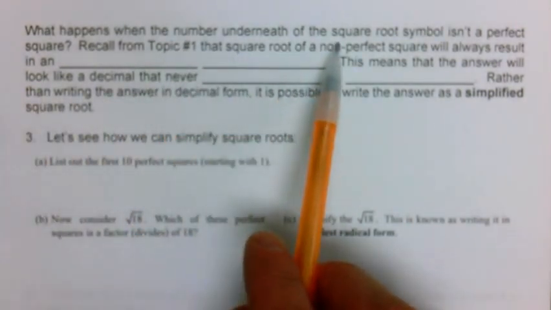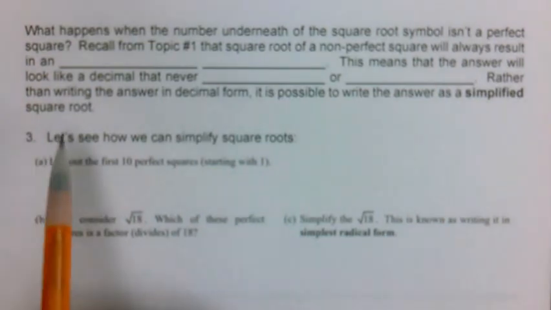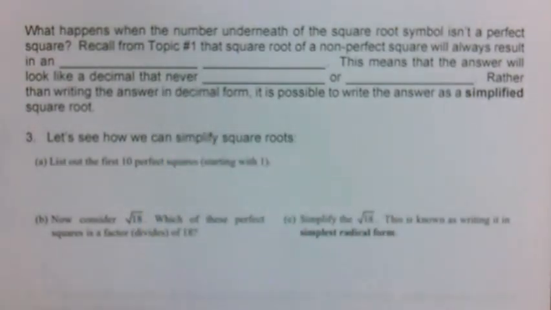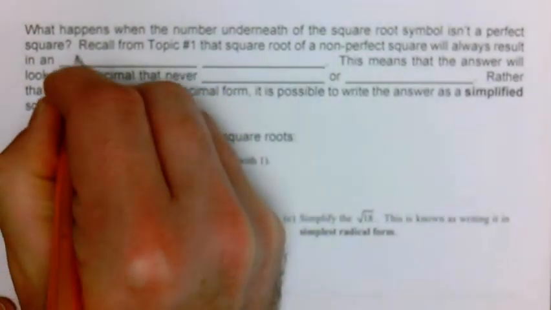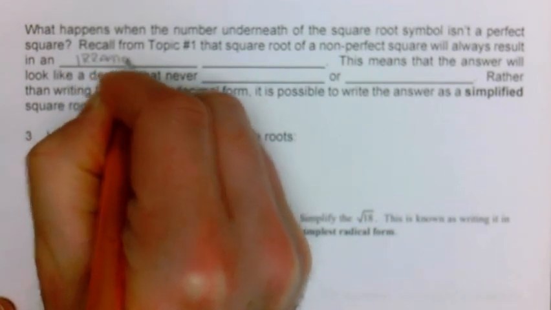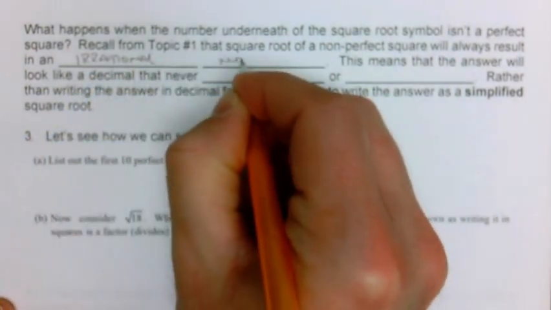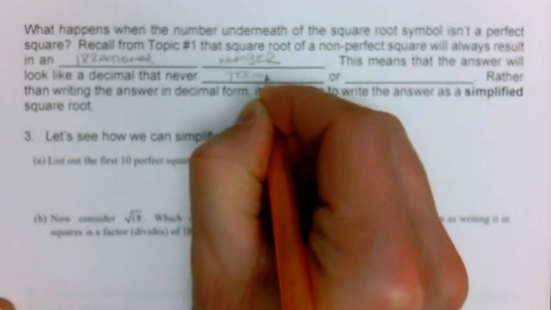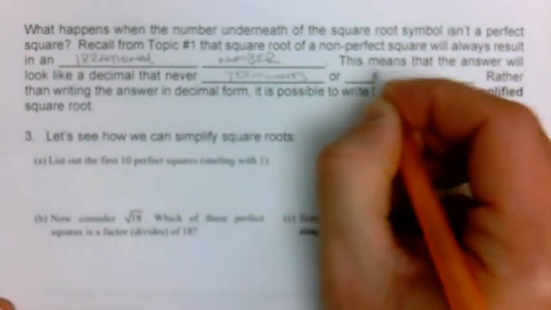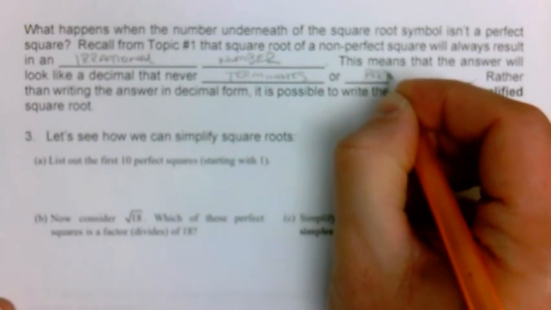So now that we're familiar with the multiplication property for square roots, what happens when the number underneath your square root symbol isn't a perfect square? We talked about this a little bit earlier in the video, but we also talked about it in topic 1. The square root of a non-perfect square will always be an irrational number. Okay? Any square root of a non-perfect square is an irrational number. This means that your answer will be a decimal that never terminates, meaning that it never stops, and that decimal also never repeats. A decimal that never terminates or repeats.